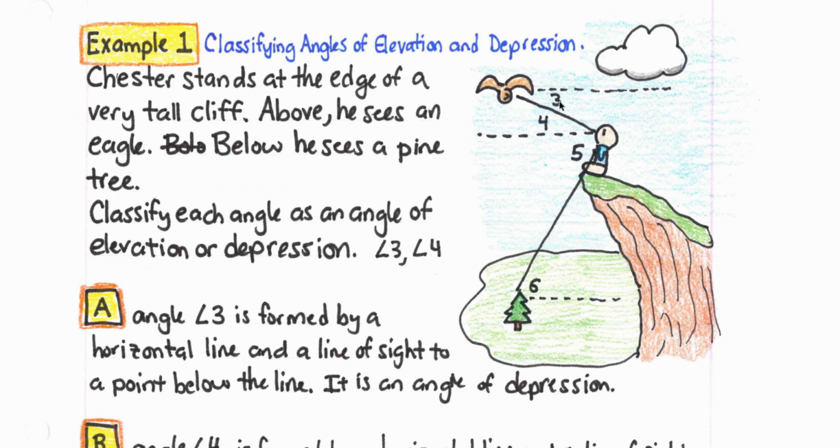So how is angle 3 formed? Angle 3 is formed by a horizontal line and then a line of sight from the eagle to Chester, which is below that horizontal line. And so that makes angle 3 an angle of depression. However, angle 4 is formed by a horizontal line and a line of sight that goes from Chester to the eagle. And so that makes 4 an angle of elevation. 3 has to be congruent to 4 by the alternate interior angles theorem.